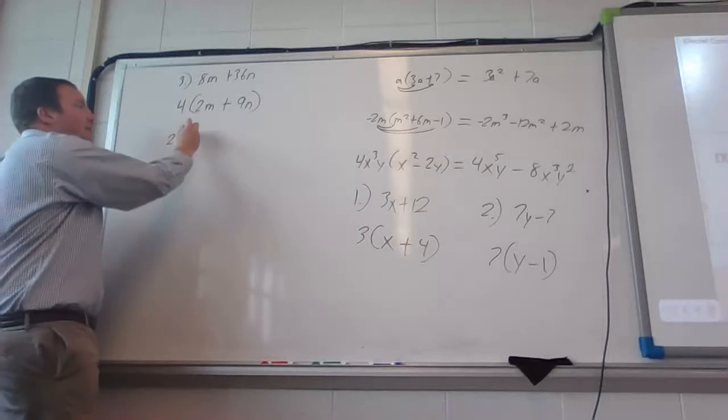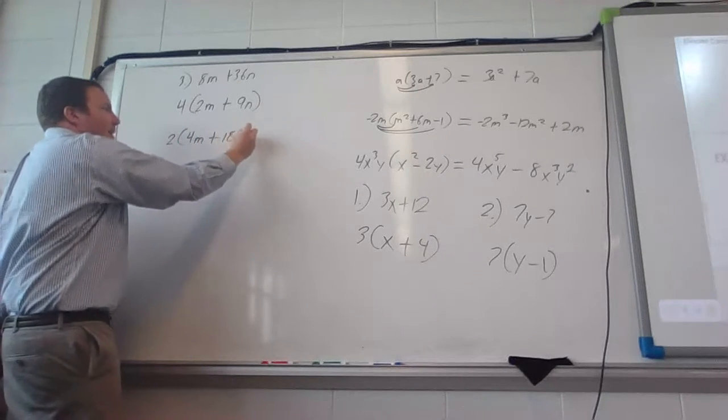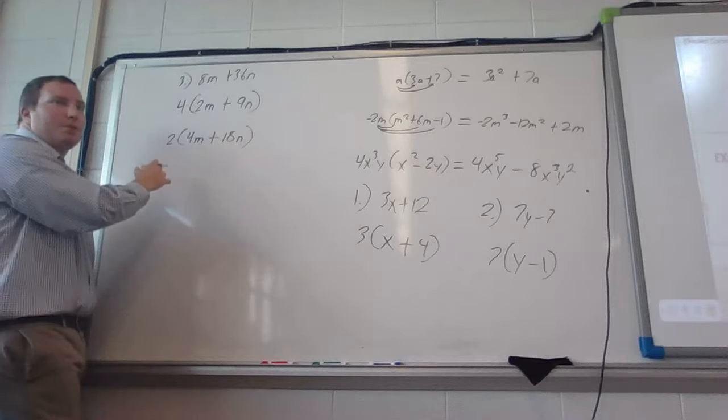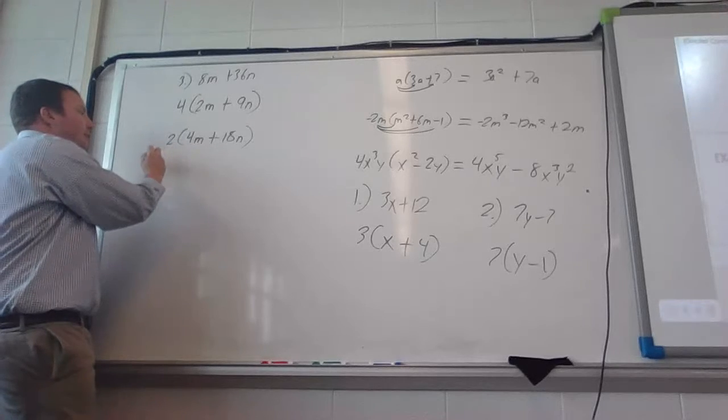took out a 2 instead, that would leave us with 4n plus 18n. And we can just repeat the process again. So I could say, well, I didn't take out the greatest common factor. Both of these are divisible by 2. So I'm going to take out another 2.